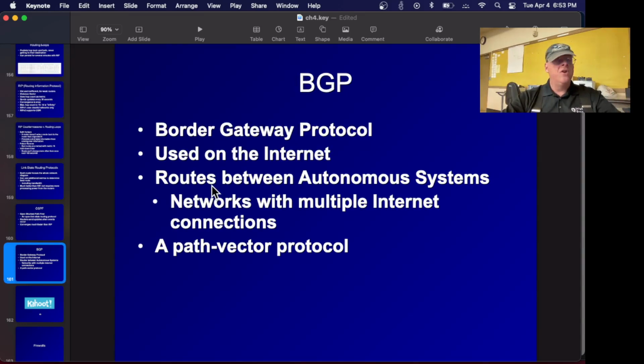You'll learn how to set this thing up in like the third or fourth Cisco certification. People who know how to set this up are in high demand because it's difficult to set up correctly.